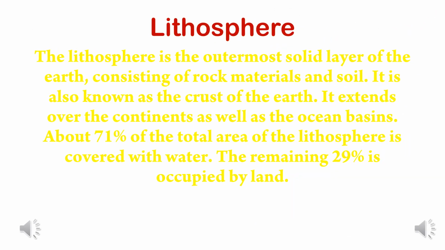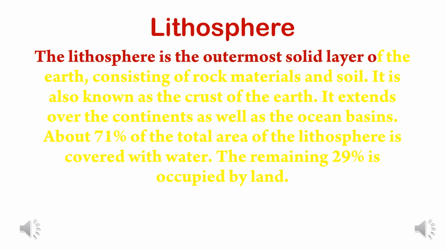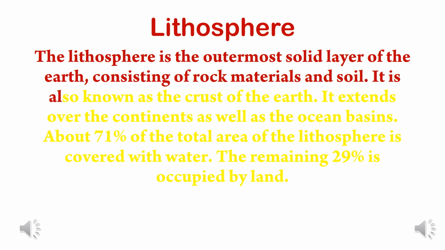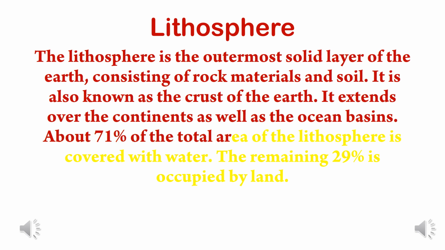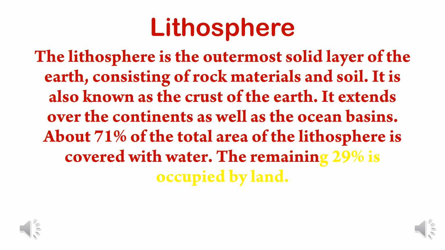Lithosphere. The lithosphere is the outermost solid layer of the earth, consisting of rock materials and soil. It is also known as the crust of the earth. It extends over the continents as well as the ocean basins. About 71% of the total area of the earth's surface is covered with water. The remaining 29% is occupied by land.